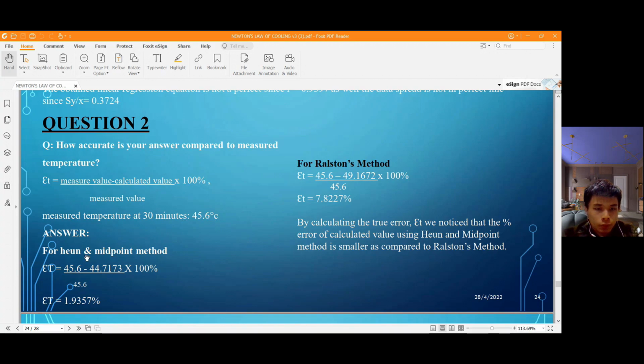For Heun's and midpoint methods, since the results that we get from Microsoft Excel are the same, the true error calculated is 1.9357%. And for the Ralston method, the true error calculated is 7.8227%. So by calculating the true error, we notice that the percentage error of the calculated value using Heun's and midpoint methods is smaller as compared to the Ralston method. Therefore, it is closer to the measured value.